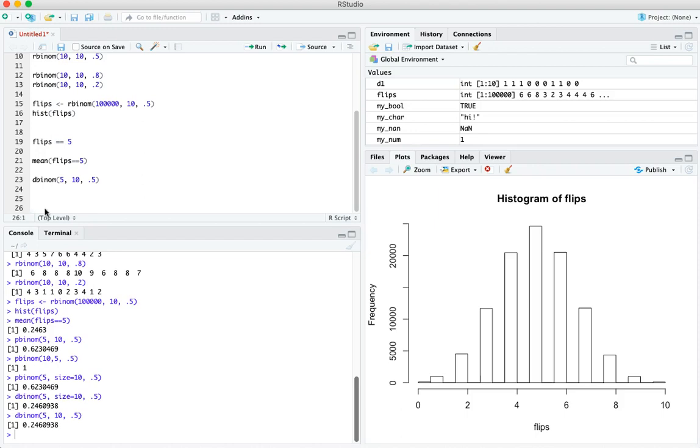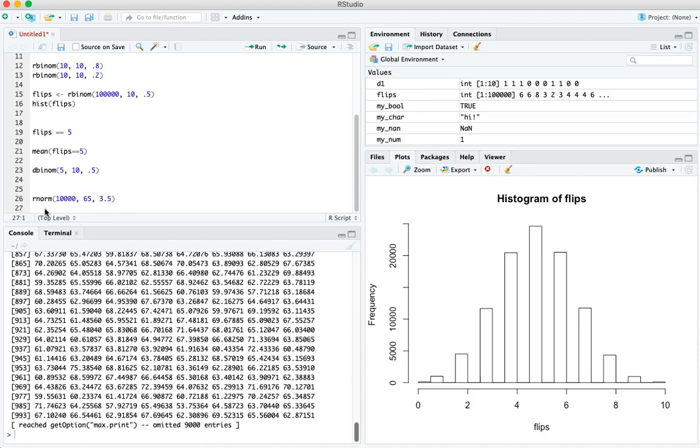Okay, so let's model this. So rather than using a binomial distribution, we're going to use a normal distribution. So we'll say rnorm, and then we're going to pass it 10,000 women. So we're taking a sample of 10,000 American women from the entire population of American women. So we have our 10,000. We know that the mean is 65 inches, and the standard deviation is 3.5 inches. All right, we'll run that, and we get a giant vector.